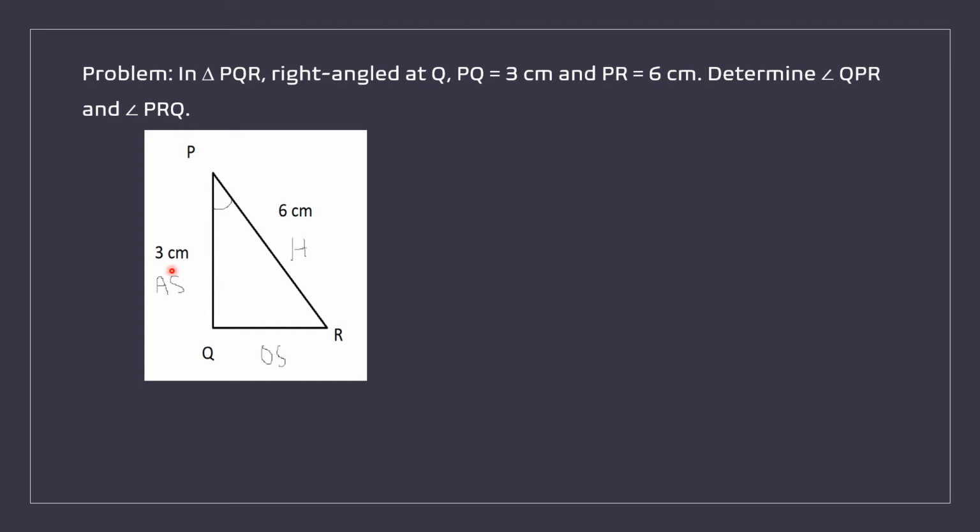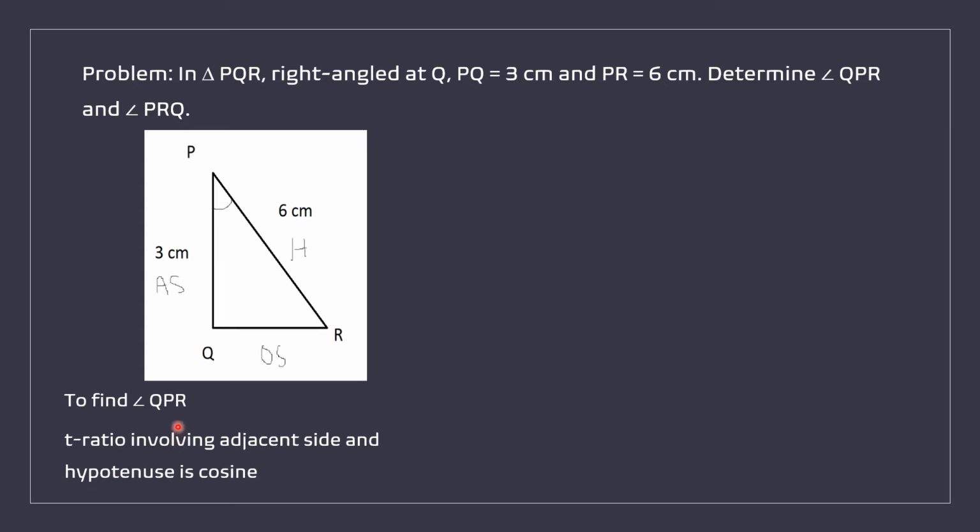Now we know two values, that is 3 centimeters and 6 centimeters. What are they? 3 centimeters is the adjacent side and 6 centimeters is the hypotenuse. Yes, we have a T ratio which relates adjacent side and hypotenuse. That is nothing but cosine. In this way you have to identify. Therefore, to find angle P, the T ratio involving adjacent side and hypotenuse is cosine. Therefore I will use cos. Cos of P I will take.